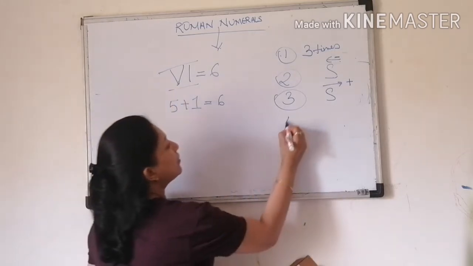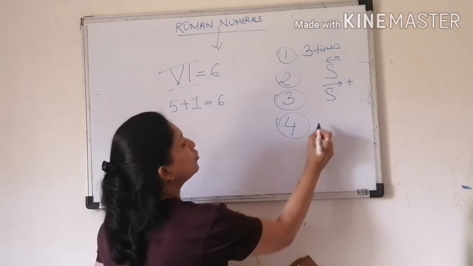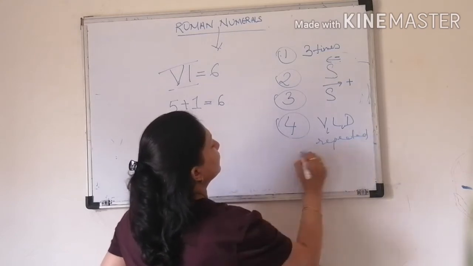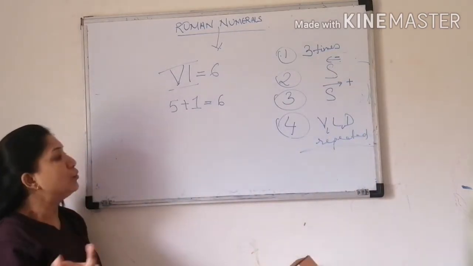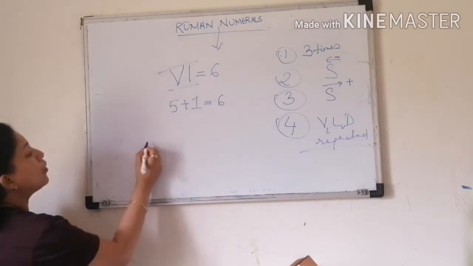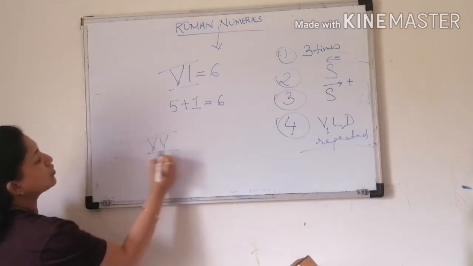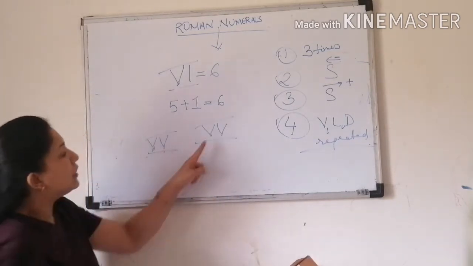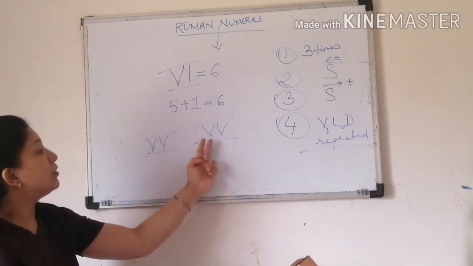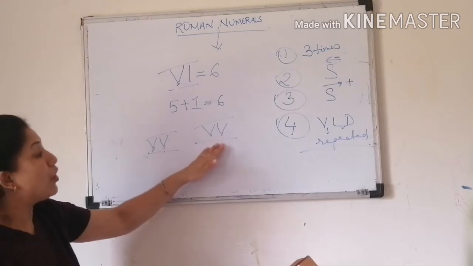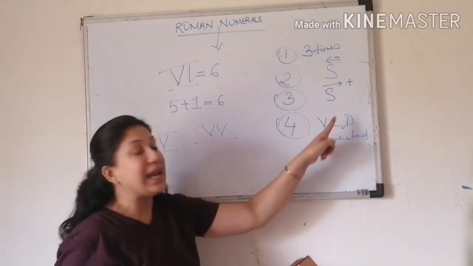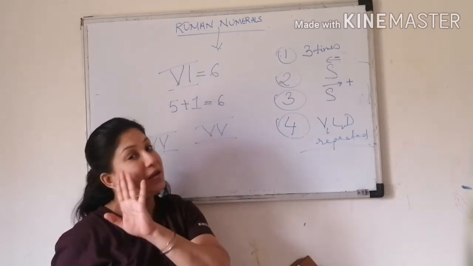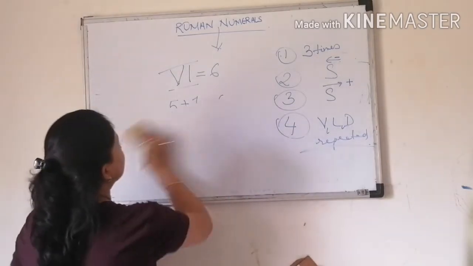Is it clear? And the fourth rule is that you do not take V, L and D many times, or even 2 times. We do not repeat them. If you want to write 10, we could have written 5 and 5, 10. Have you ever seen 10 being represented by 2 times V? No, because that is not the rule. V, L and D cannot be repeated more than once. Only one time you can take these letters.